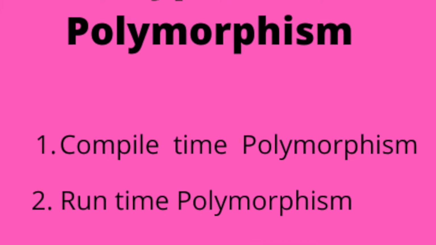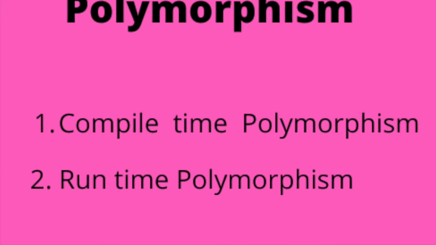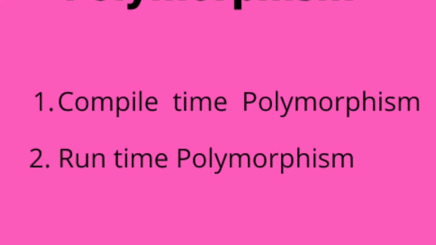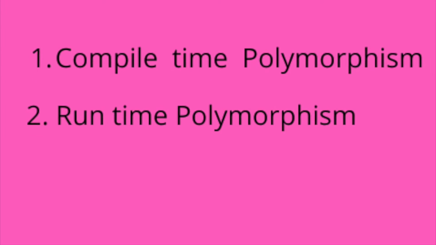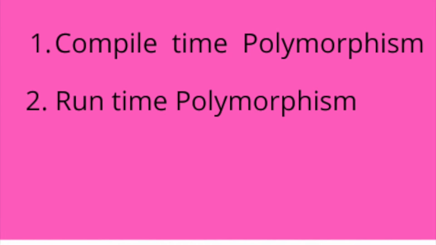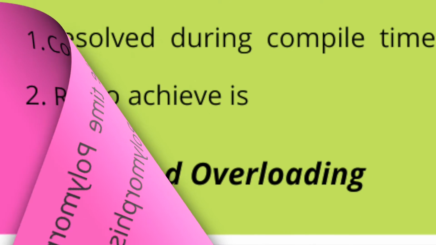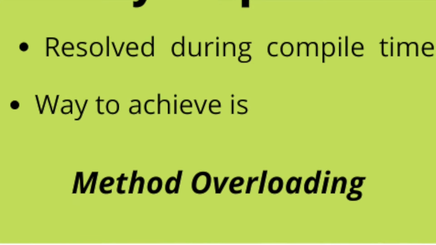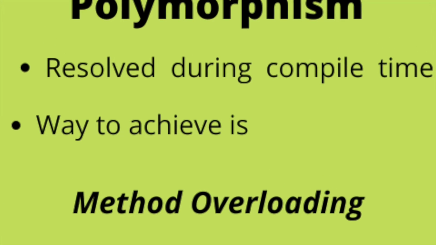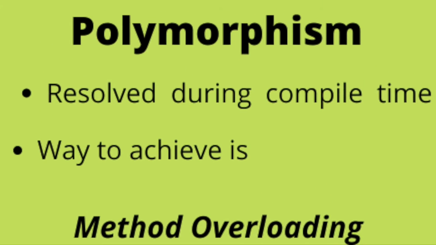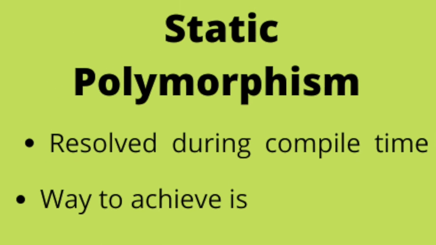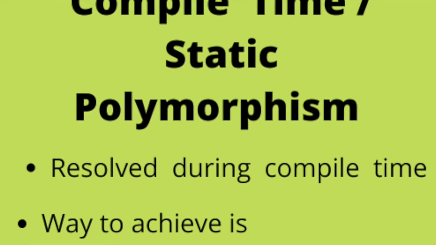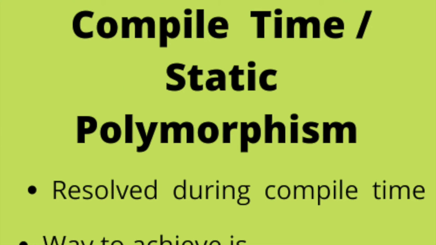There are two types of polymorphism, compile time and runtime. Compile time polymorphism is referred as static polymorphism and runtime polymorphism is known as dynamic polymorphism. The polymorphism which is resolved during compile time is known as static polymorphism and it is resolved by method overloading or operator overloading. It is handled by compiler. Java does not support operator overloading.